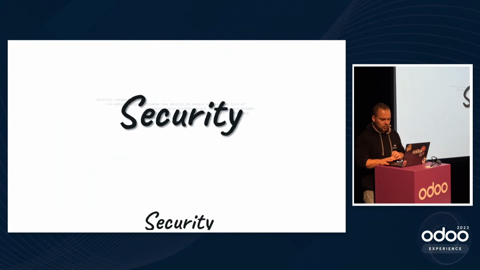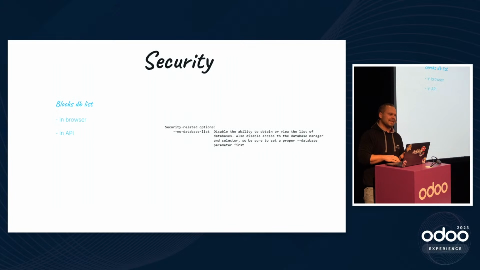Security, again, a section with only one argument: the no database list. You will probably always want to set this on if you're on a production deployment. Otherwise, it basically means that anyone can query the server and get a list of all the databases on the cluster that match the DB filter argument that you put in earlier, which is not something you want, because the less information you reveal about the system, the less attack surface you have. So we advise you to always disable the database list in production deployments.